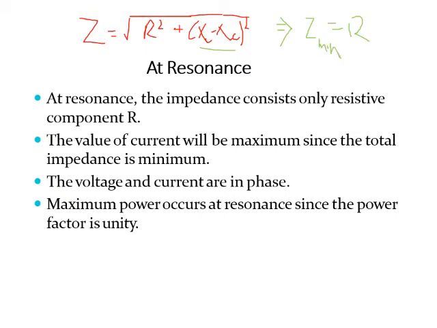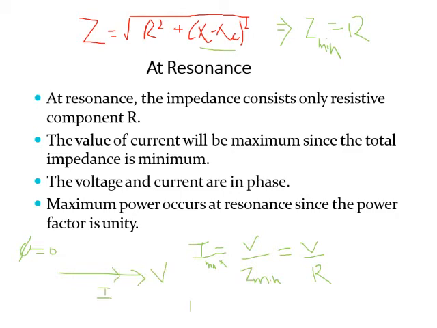Since the impedance is minimum, the current I becomes maximum and is given by V by Z minimum, or V by R. So at resonance, maximum current flows through the circuit and the impedance becomes minimum. Also, the voltage and current are in the same phase, meaning phi is equal to 0, so that both voltage and current lie in the same phase.